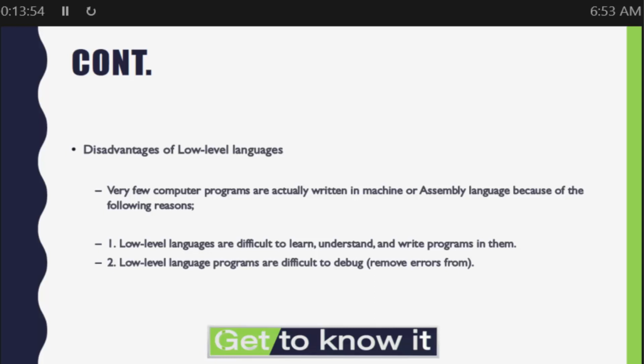Low-level language programs are difficult to debug, that is, to remove errors from them. So you can now imagine something that is written in zeros and ones, and you are told to find a certain problem, which we call debugging or removing errors. It becomes very difficult for one to identify any specific error in a program, given that the program is written in a different language.